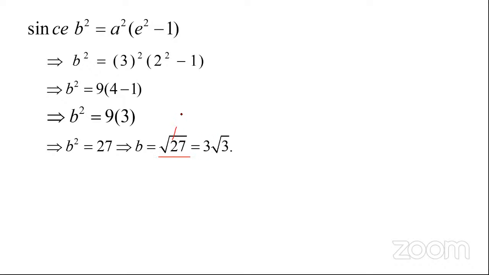That is b equal to root 27. I'm writing 27 as root of 9 into 3, because 9 multiplied by 3 is 27. So under root, root 9 value is nothing but 3, and root 3 stays as root 3. So the b value is 3 root 3.